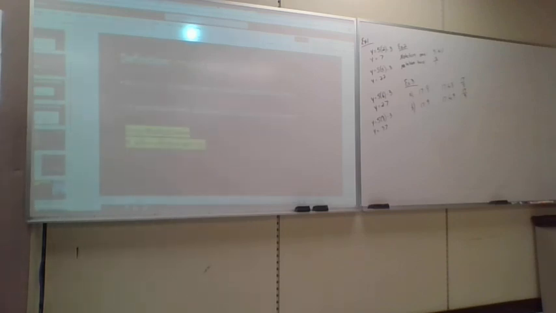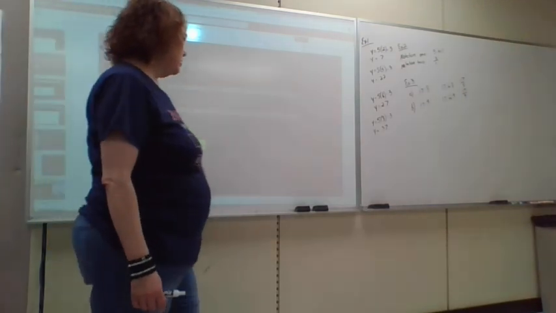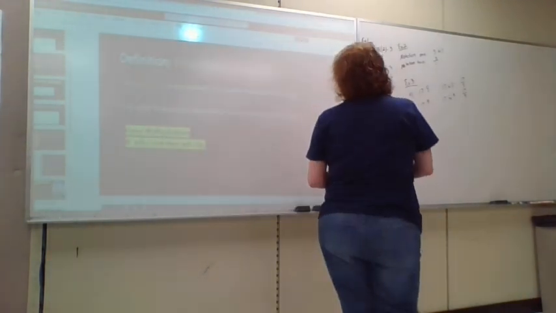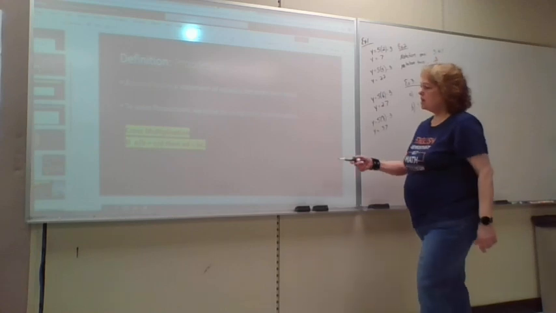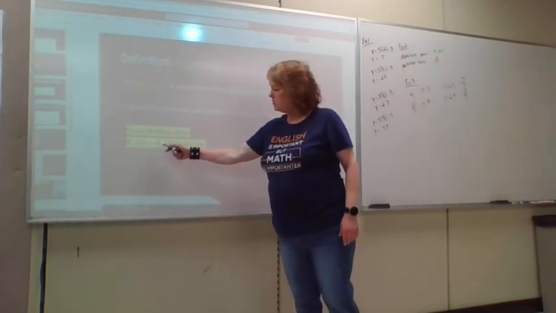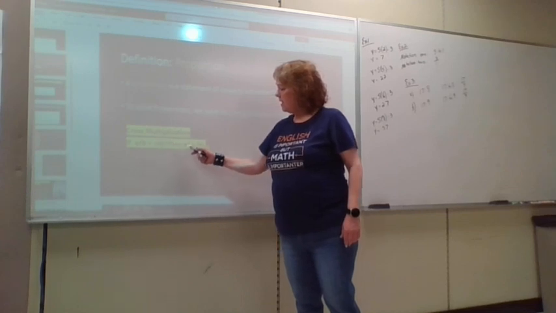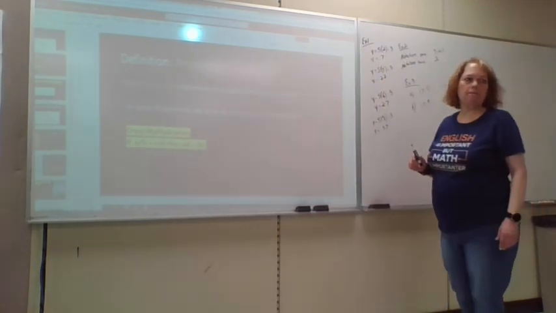So the next one is the definition of a proportion. A proportion is a statement of equality between two ratios. To solve a proportion, we use cross multiplication. So if A over B equals C over D, then AD equals BC. So I'm just going to cross multiply.